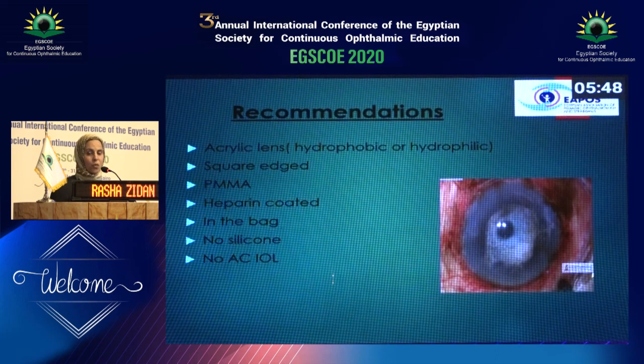The recommendations for the IOL is that you should use acrylic lens, whether hydrophobic or hydrophilic. Square edge lens decreases the PCO. PMMA, if you are forced to implant in the sulcus. Heparin-coated lens, try very hard to implant in the bag. No silicone intraocular lens and no anterior chamber intraocular lens.